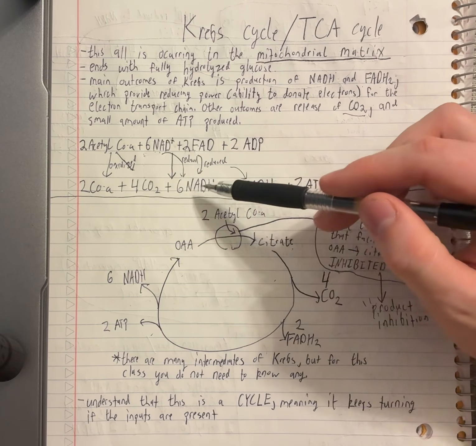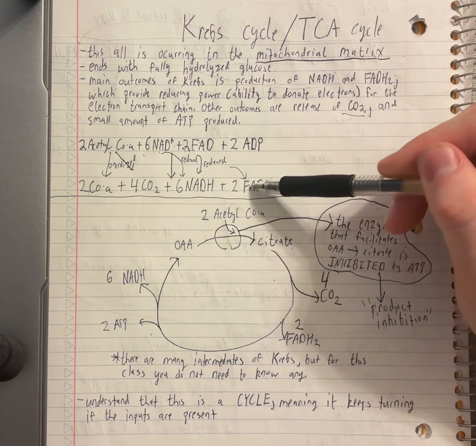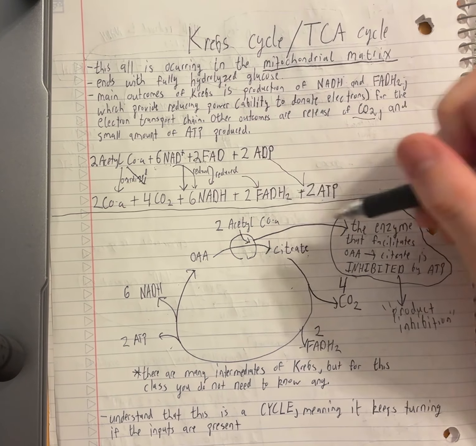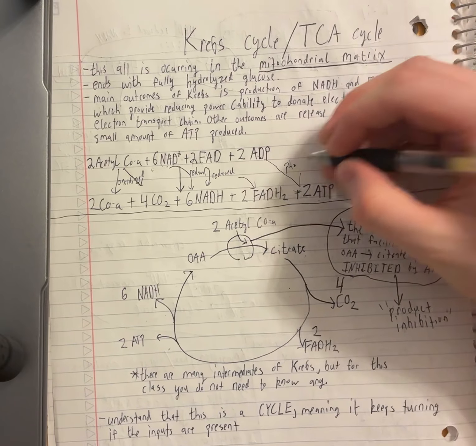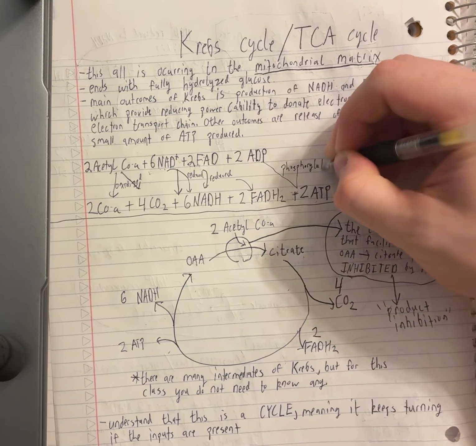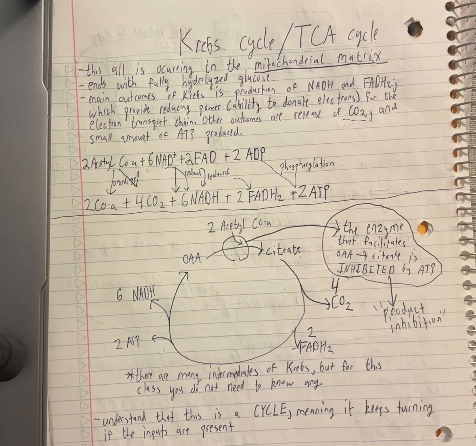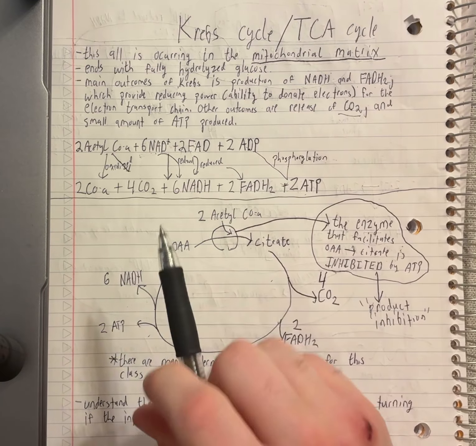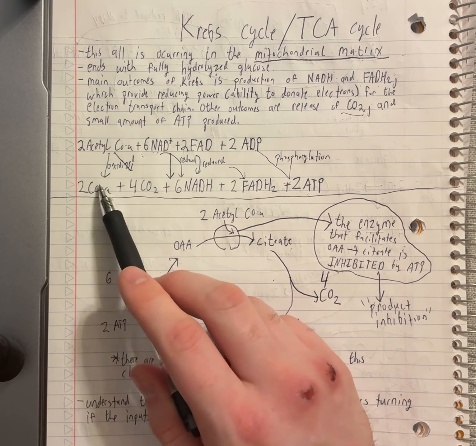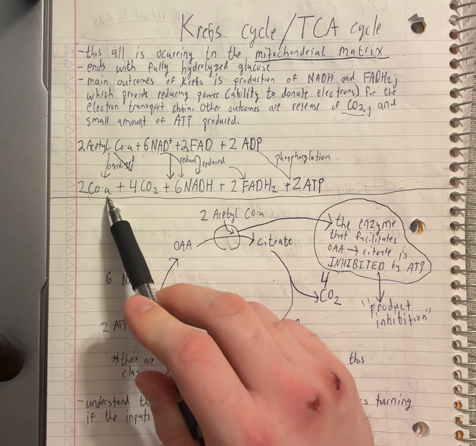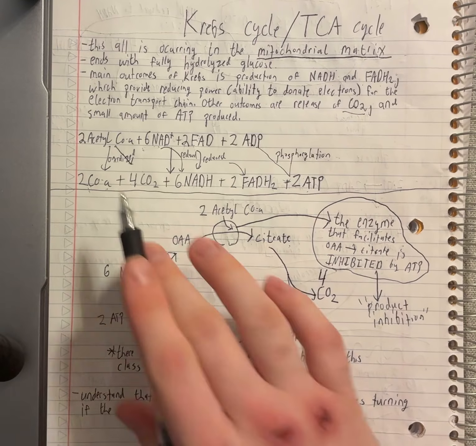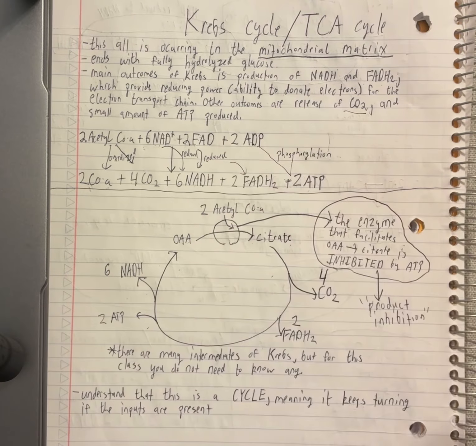So remember, NAD+ is reduced to NADH, and FAD is going to be reduced to FADH2. ADP is going to become ATP through phosphorylation. Phosphorylation is a word that you should get familiar with. All it means is the adding of a phosphate. And then the 2 acetyl-CoA that we had is going to be converted back into coenzyme A, and it's also going to make 4 molecules of carbon dioxide. And again, this is all per 1 glucose.